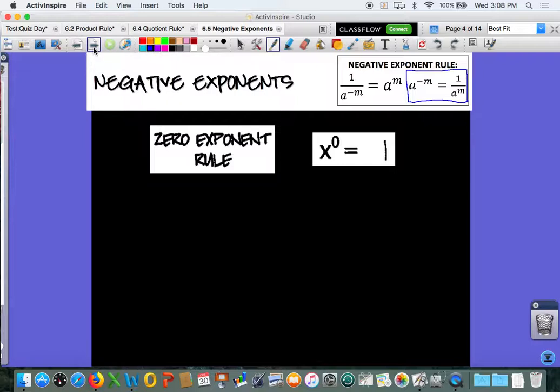Up here we can see that if it is on the bottom of the fraction bar, in the denominator, it needs to move up to the numerator. If it's in the numerator, or just looks like it's by itself up here, it needs to go down to the denominator, and a 1 goes on top. Basically, you are flipping it over the fraction bar.